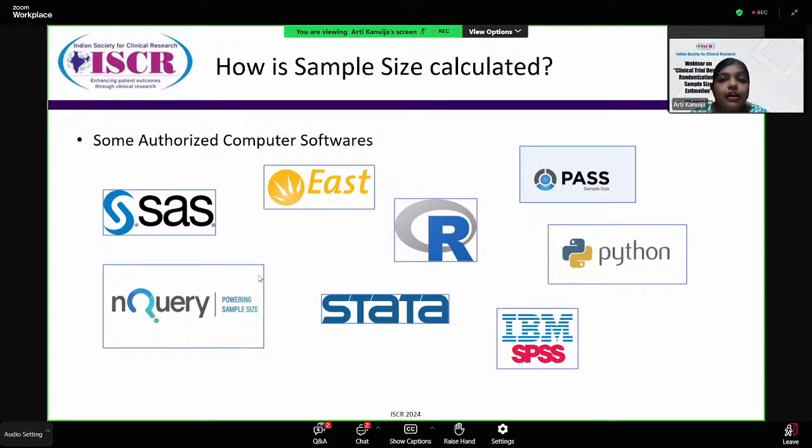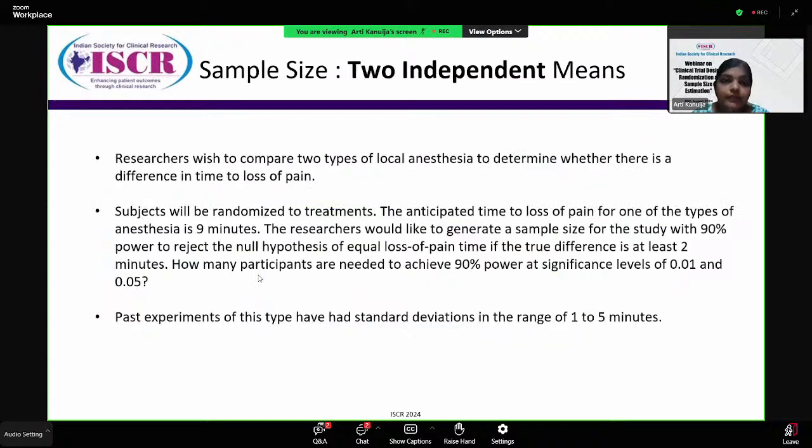Now, considering this, today I'm going to share a few examples using these softwares and show you how we actually do the sample size calculations. So here I've taken a sample size example, specifically when you have two independent means. This is a research question where researchers wish to compare two different types of local anesthesia, and they want to see the difference in the time to loss of pain. So there will be two treatments. One is an established one, and one is under investigation.